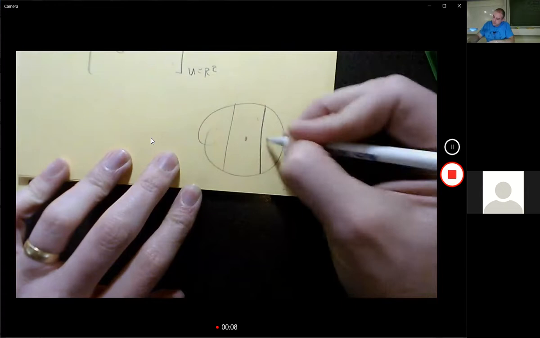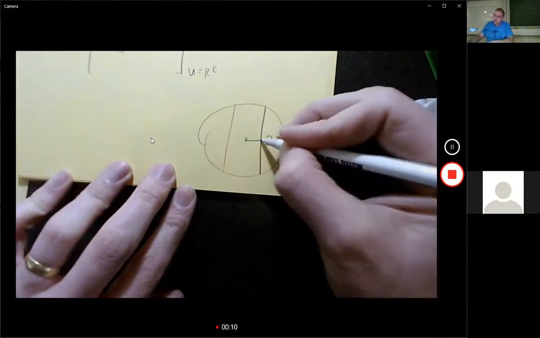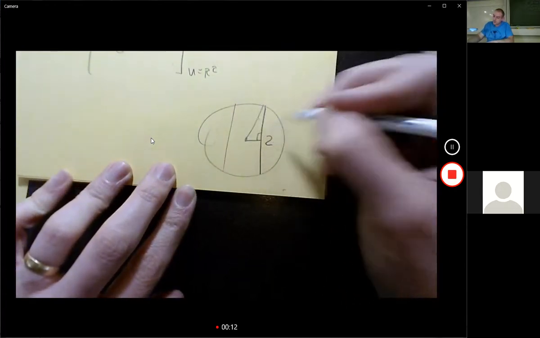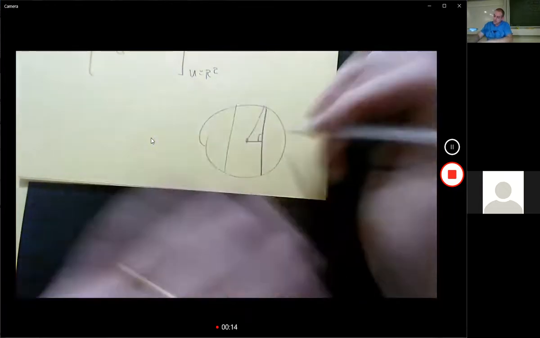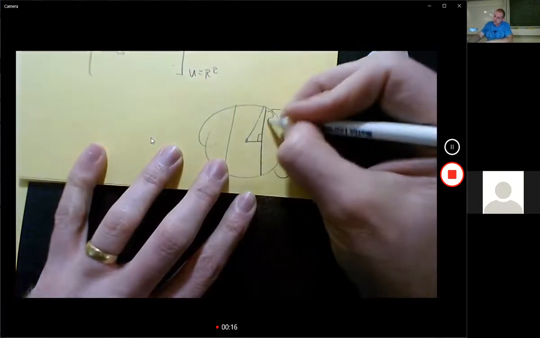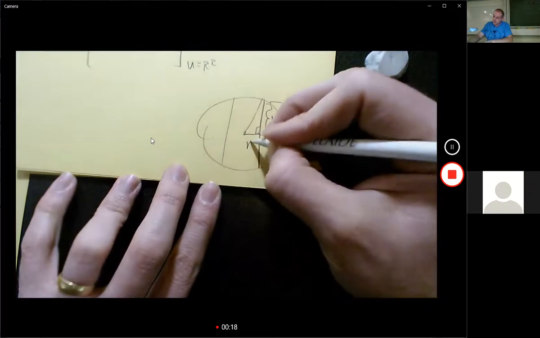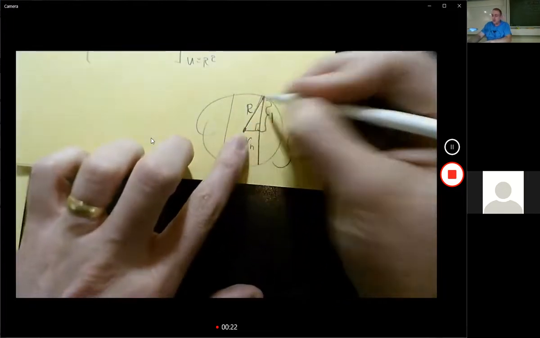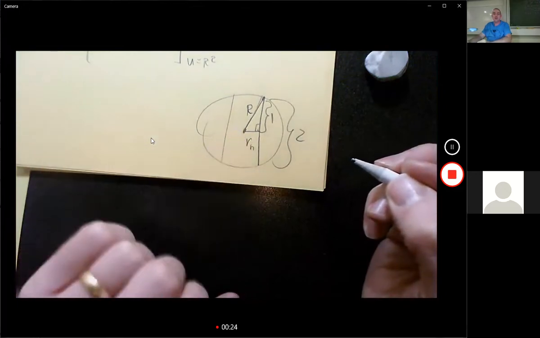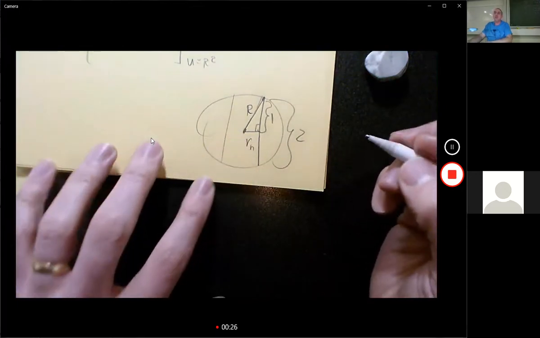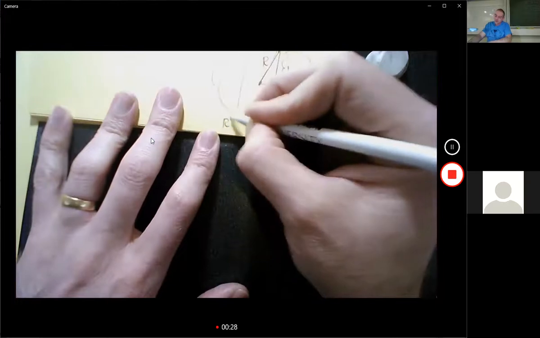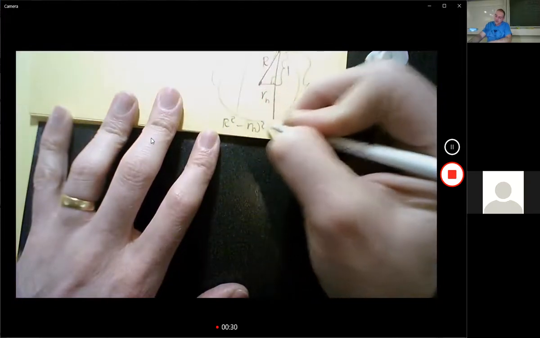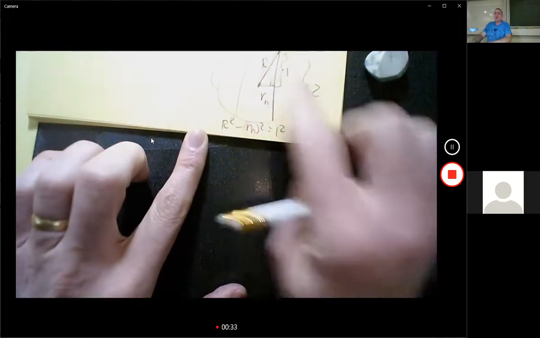This is 2, which means if I draw this little right angle triangle, this bit's 2, which means this bit is 1. This bit was RH, and this is R because it's the distance from the center of the sphere to the outside of the sphere. Yes! And so therefore, R squared minus RH squared is going to be 1 squared because of Pythagoras.